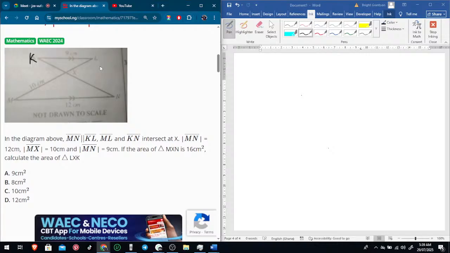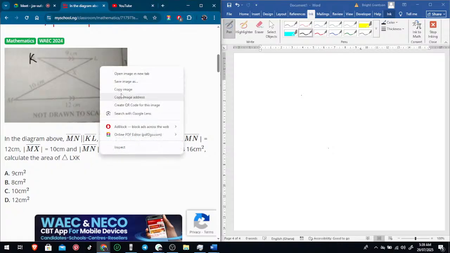This one is to find the area of LKX. You need to find the angles. Let me copy the image.